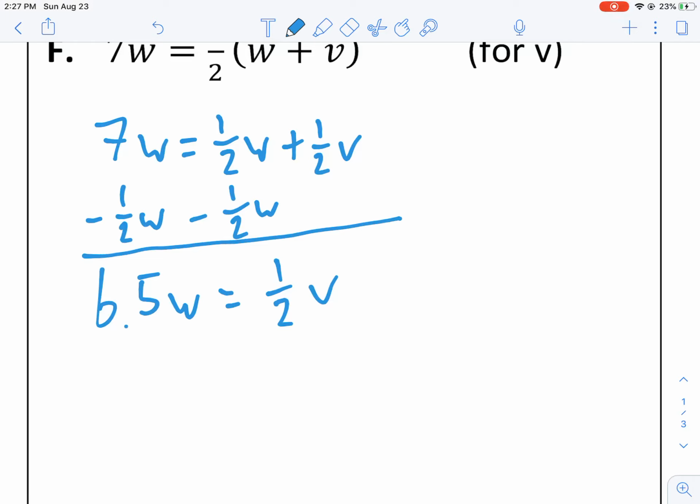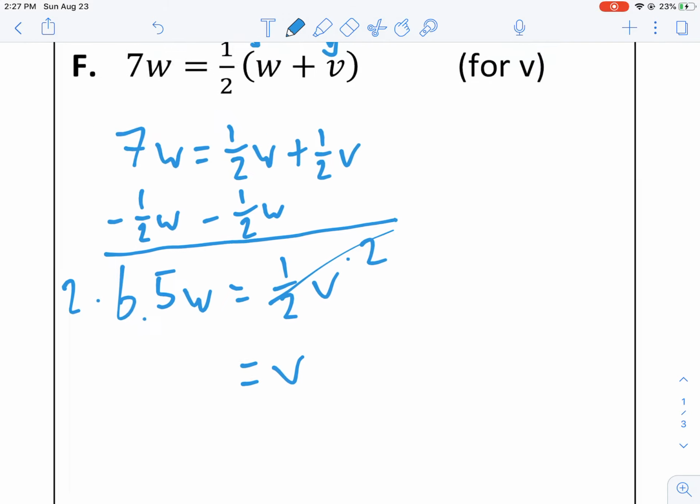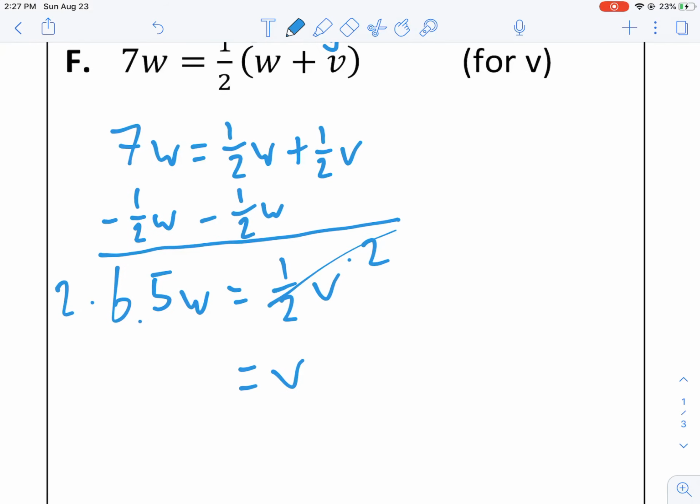Now we want to get rid of this coefficient for this v again. That means multiply by the reciprocal, so we're going to multiply by 2 on both sides and cancel that out. And what is 2 times 6.5? Well, you might have been able to guess based on our answer to the last question that this is 13w. So that's it. That is the last question.